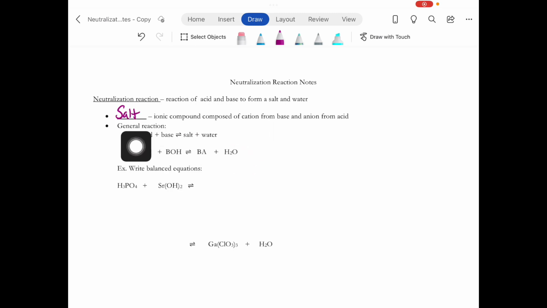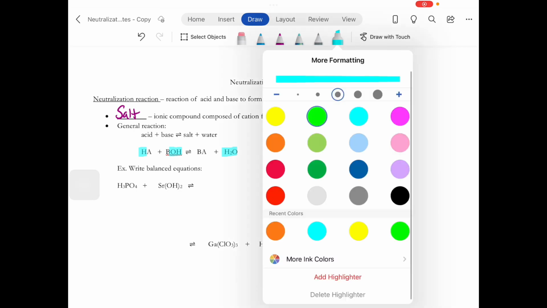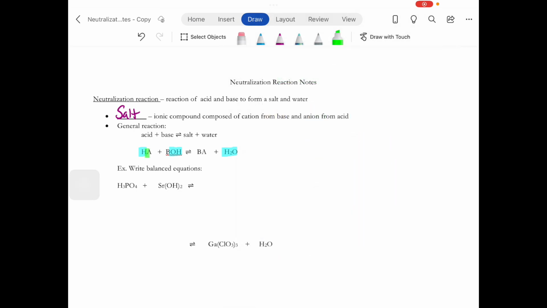Here's our general formula where we have acid plus base going to salt and water. So from our acid, the hydrogen and the OH of the base create the water, and then the anion of the acid and the cation of the base create our salt. So we're going to go through two examples so you can see what's going on.